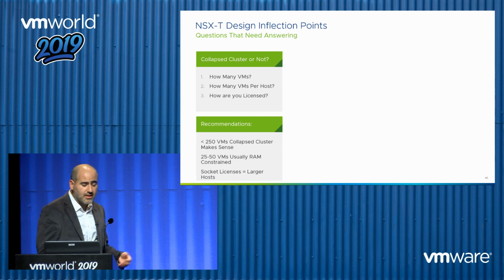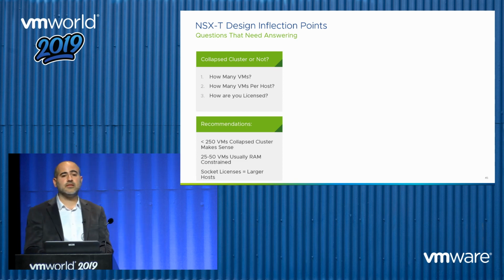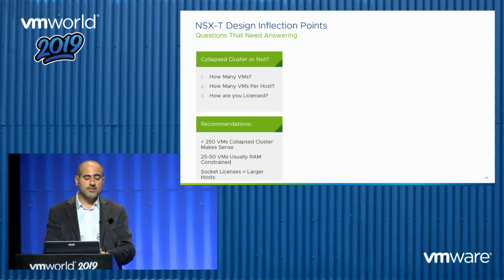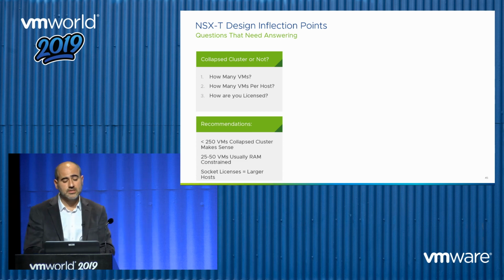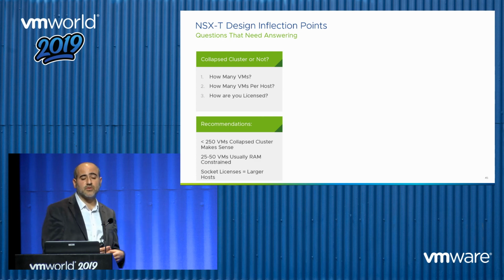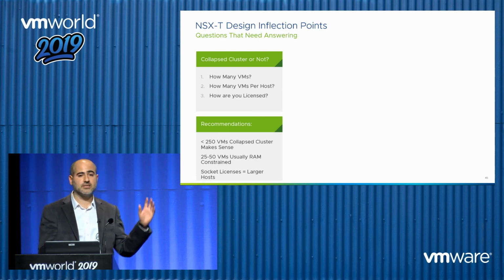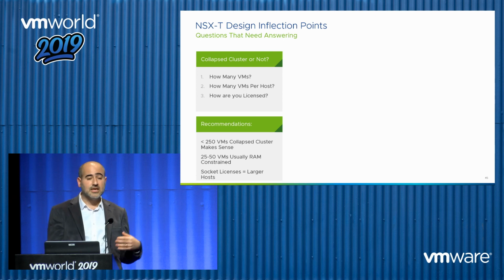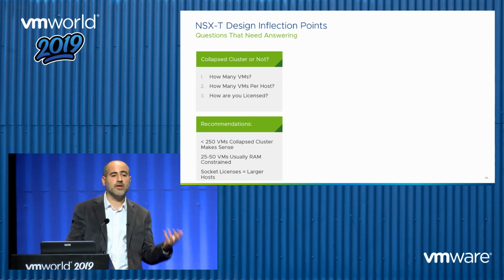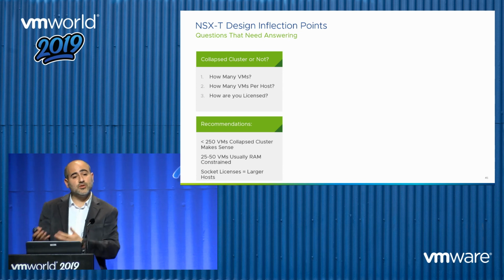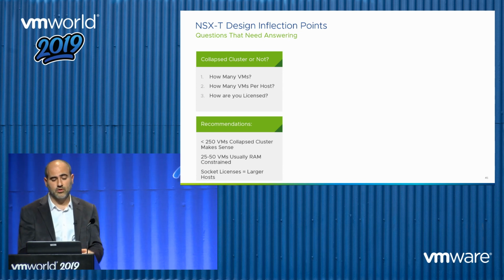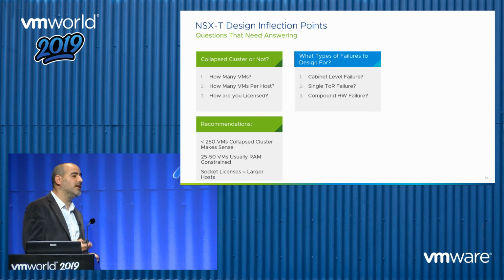So again, what we mean by this is usually less than 250 VMs usually means a collapsed cluster to us. Which means 25 to 50 VMs usually gets RAM constrained. But again, the same point, socket licenses means larger hosts that you may want to use, which you are able to utilize more though. What types of failure do you design for?